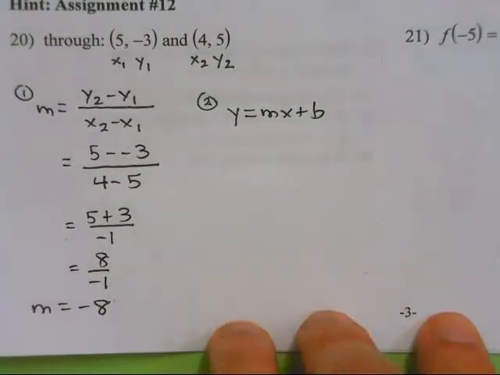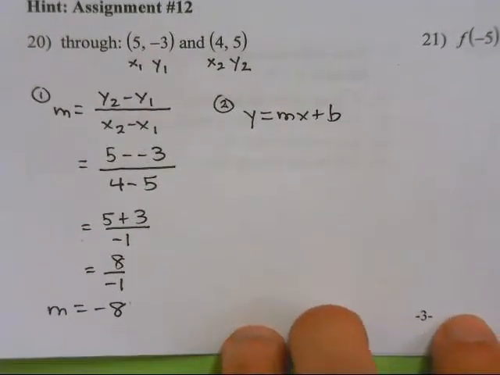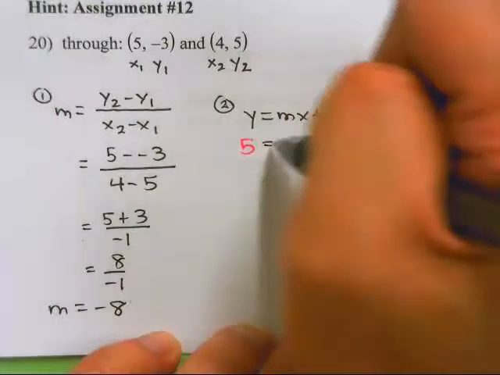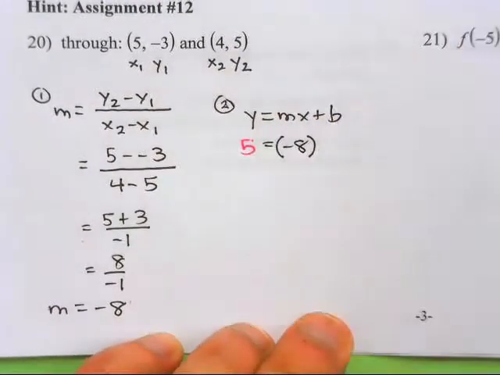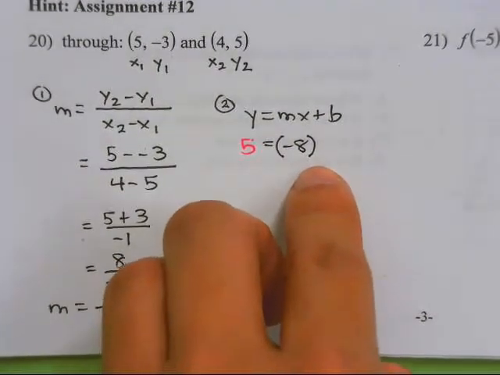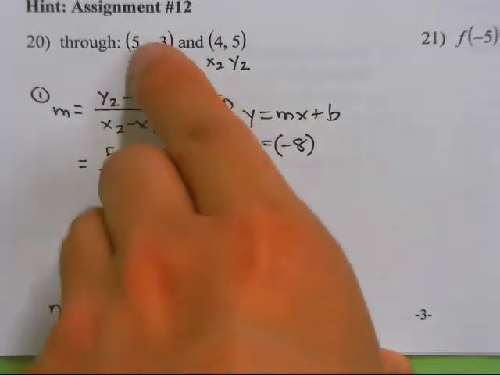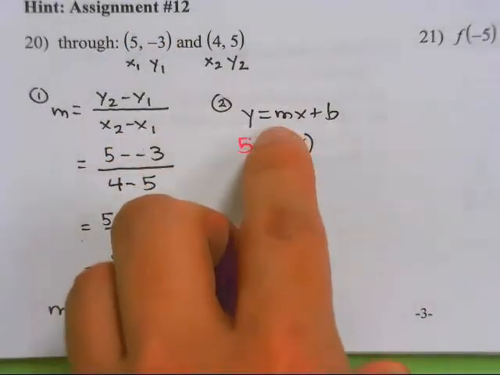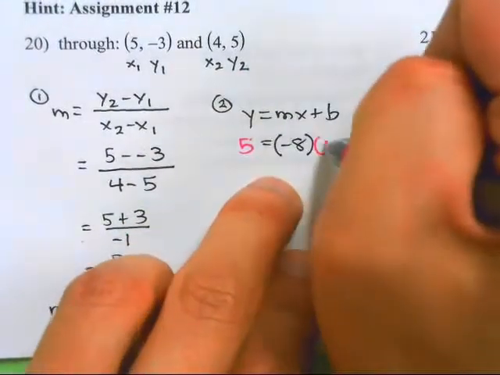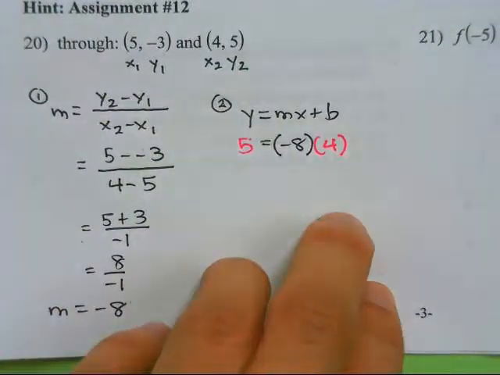We've got 2 y values to choose from on our second step. The first person to shout it out, give me a y value. 5, okay, we can choose 5. 5 equals, your slope was negative 8. If you chose 5 for your y, what has got to be your x? 4. It cannot be the other 5 over here. You cannot mix and match. It has to be corresponding points. You either pick 4, 5, or 5, negative 3. Do not mix them.